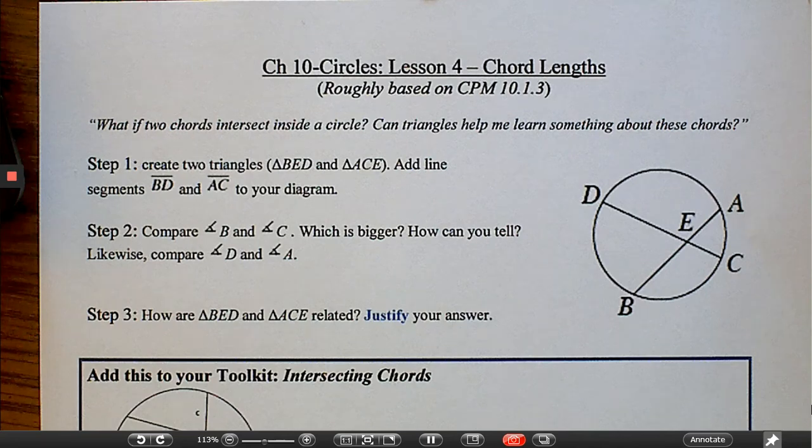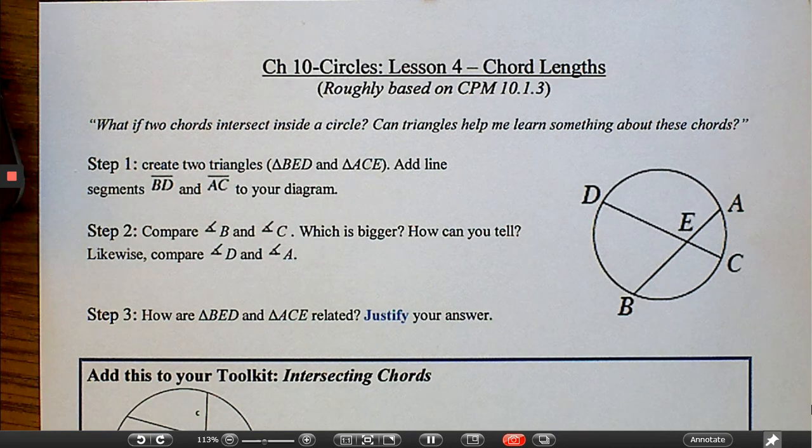Hey everyone, we are going to be looking at some chords today. So we're stepping away from looking at angles for a little bit. We've been talking lately about inscribed angles and central angles, but today we're going to focus on chords and figuring out how long they can be if we aren't given their lengths already.